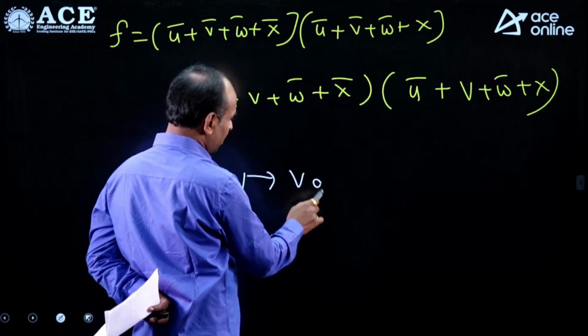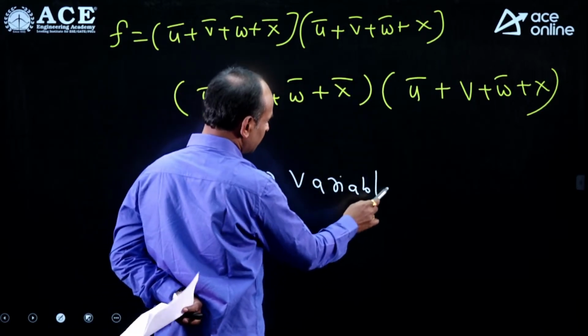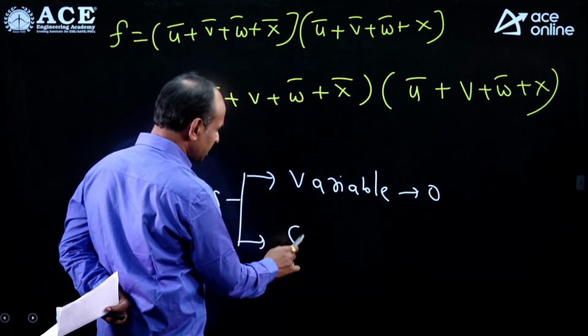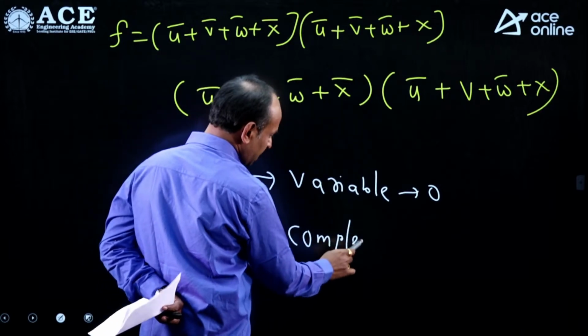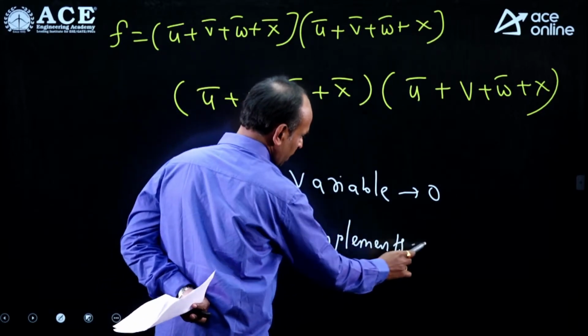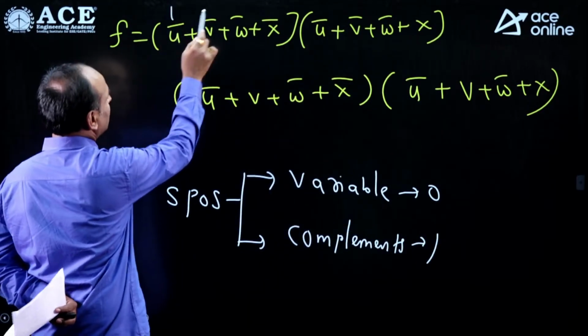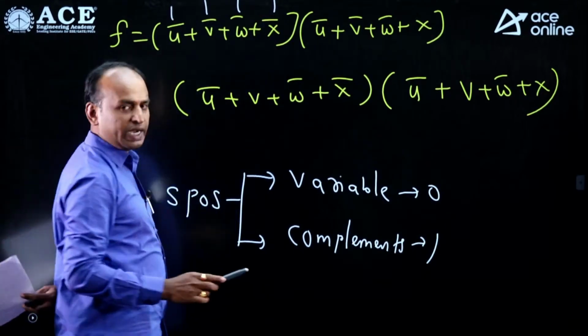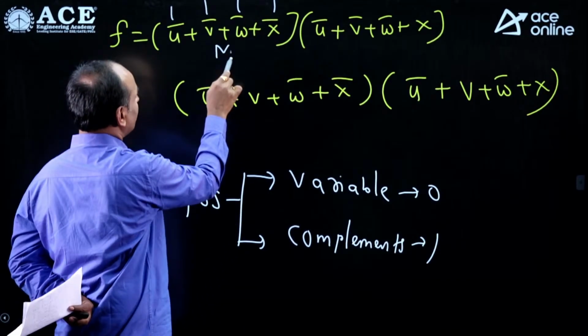Variables we need to indicate with a 0, everyone knows. Now complements are indicated with 1 here. Complements are 1, 1, 1, 1. So indirectly this is M15, max term of 15.